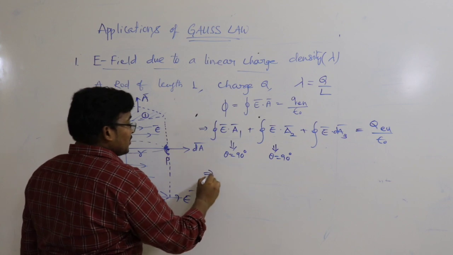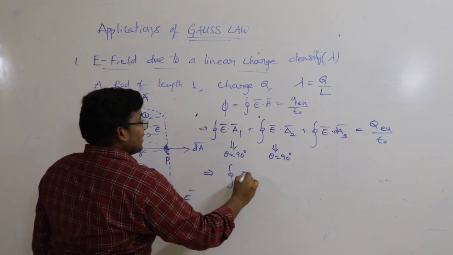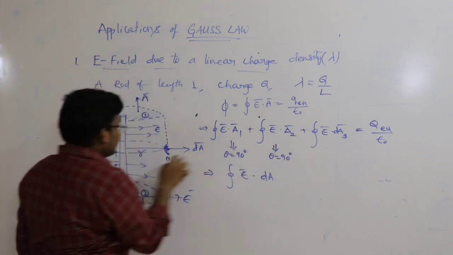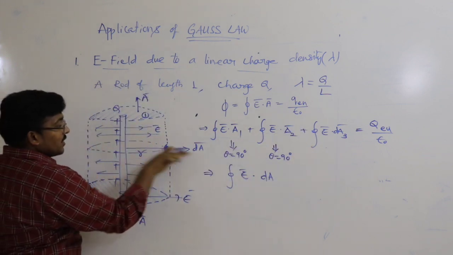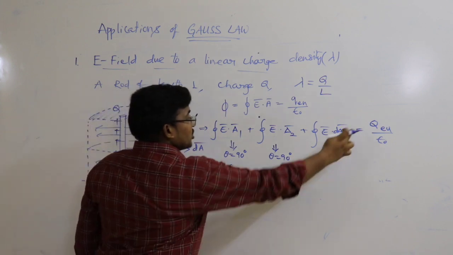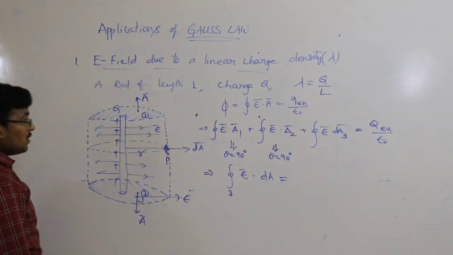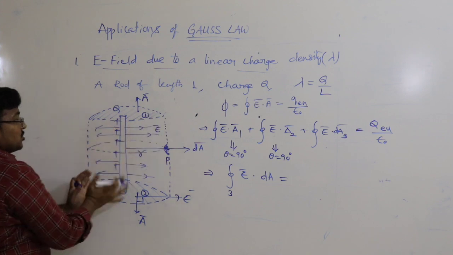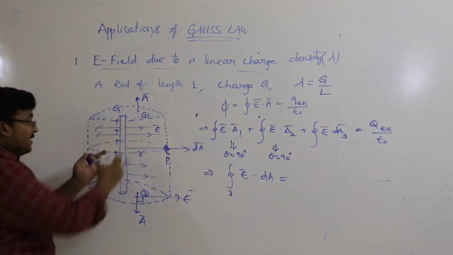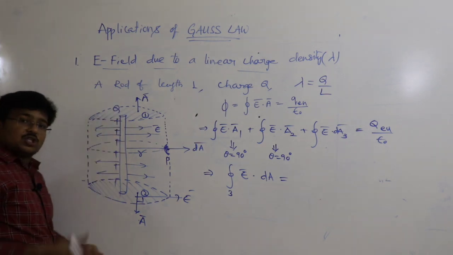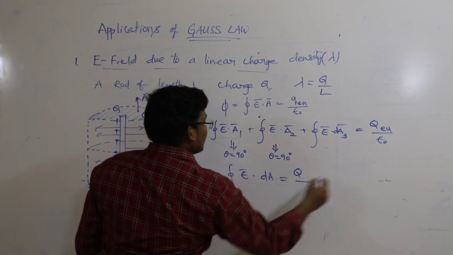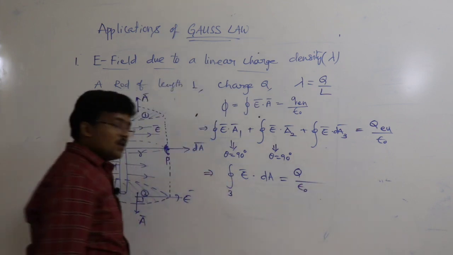So that is what we can say: integral of electric field dot dA. For the third surface we are taking dA, the area vector. So this is for the third, is equal to charge enclosed. Sir, what is the charge enclosed in this solid cylinder? The entire rod is there, meaning the entire charge is there, so that charge is Q by epsilon naught.